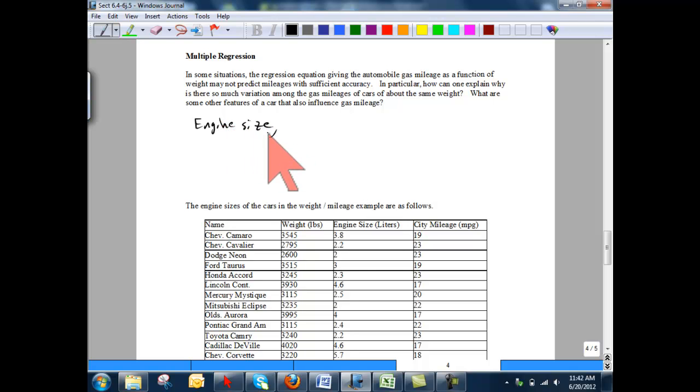Some cars have bigger engines than others even though they weigh the same, and that makes a difference in the mileage. Wind resistance. So there's a very definite reason that cars have the shape they do. The engineers who designed them are trying to cut down on the wind resistance and therefore raise gas mileage. Things like tire size also have a bearing on gas mileage, and there are probably others that you could think of. I'm going to focus on weight, which we've already been doing, weight of the car, and engine size.